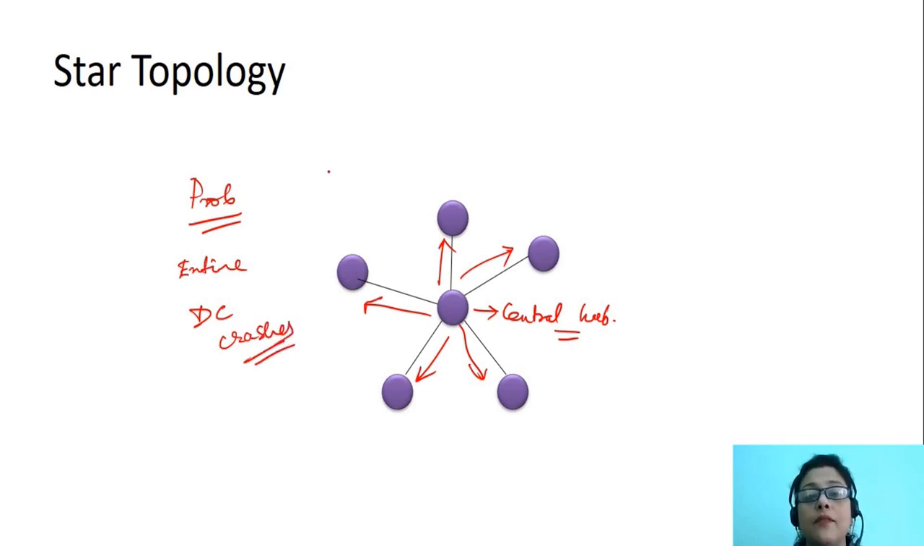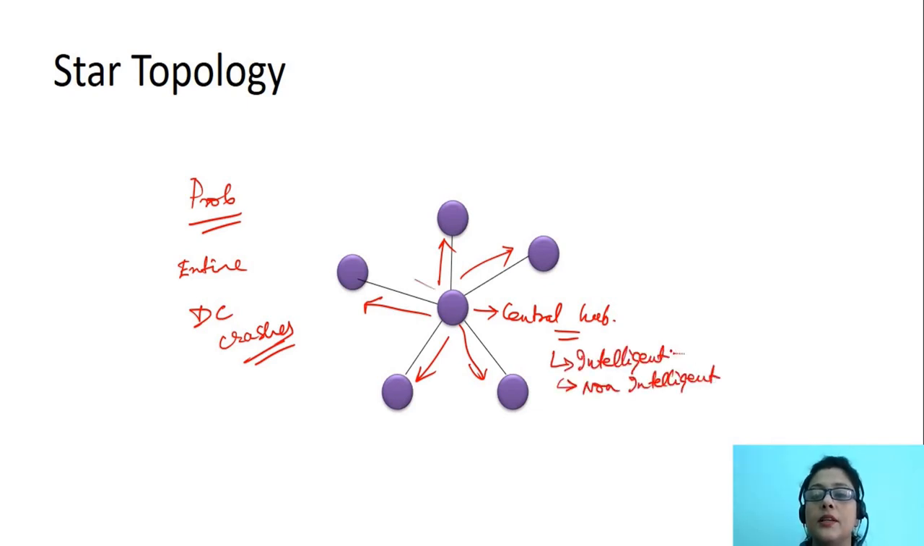We can also have intelligent hub. Intelligent hubs have repeaters in them, and non-intelligent hubs are basically passive in nature and they are only useful for broadcasting. These intelligent hubs are also known as the active hubs.